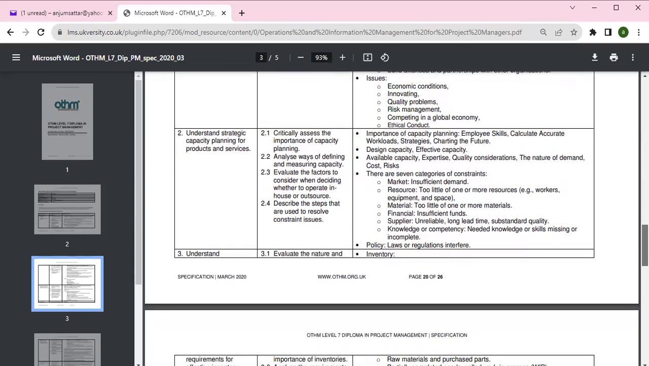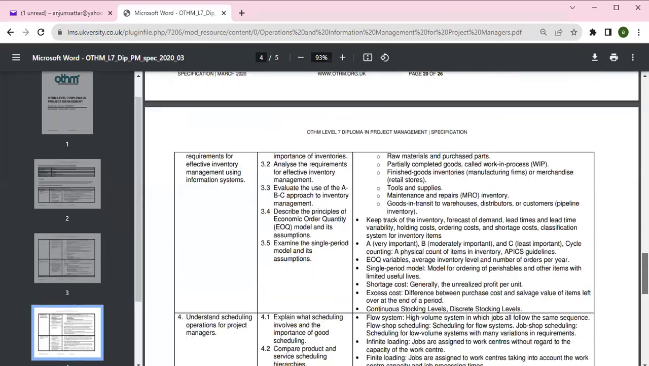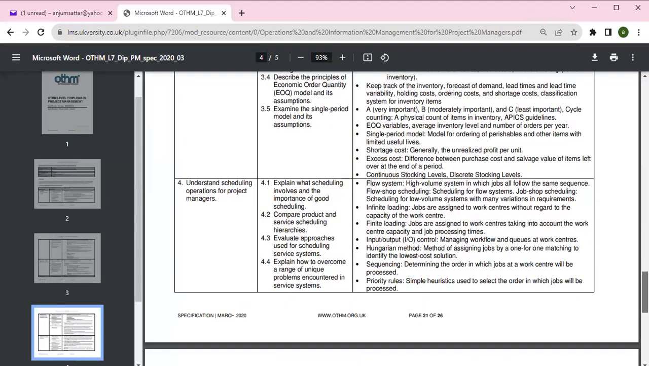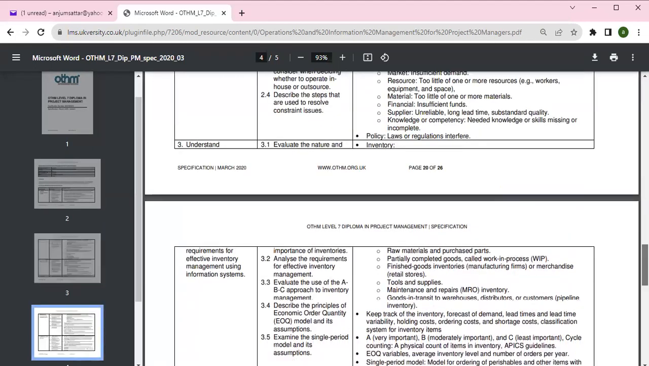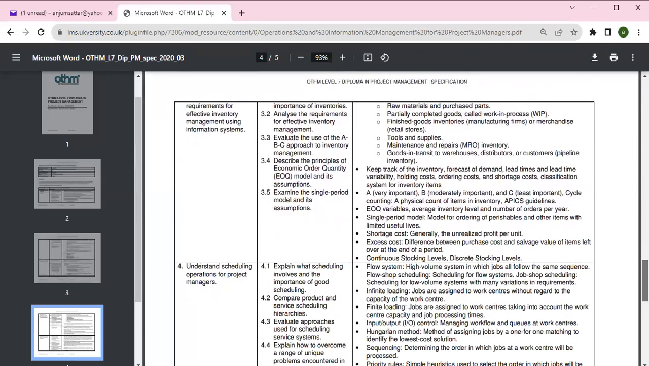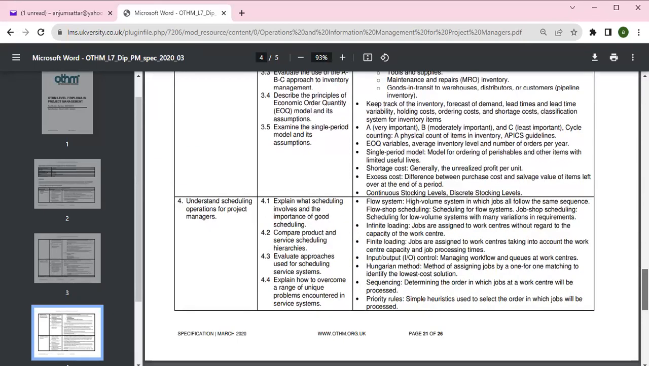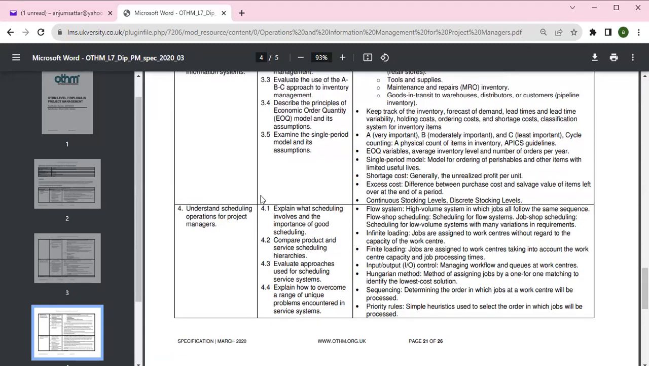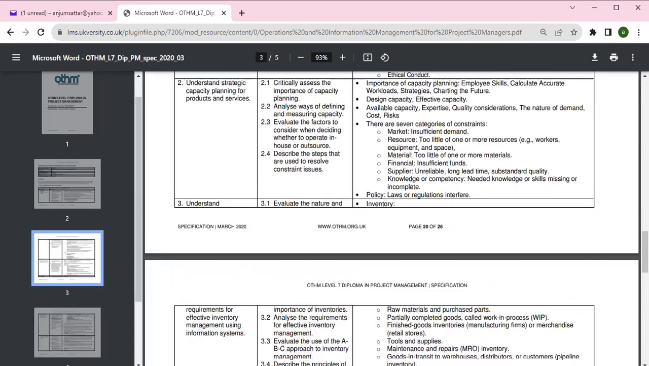Planning for product will go through in lesson 2. Lesson 3 will be focused on understanding the requirement for effective inventory. We'll go through inventory management, stock management in inventory systems, which relates to economic order quantity. And lesson 4 will focus on understanding scheduling operation for project managers. That will be the key focus in that lesson.